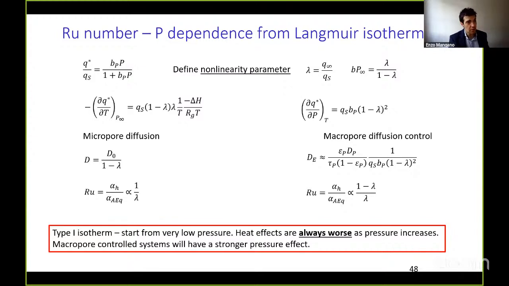So obviously, the recommendation here is to always start at the lowest pressure that you can, and then progressively go up in smaller steps until you can see, if you see, the heat effects.